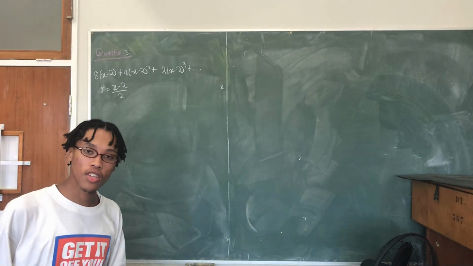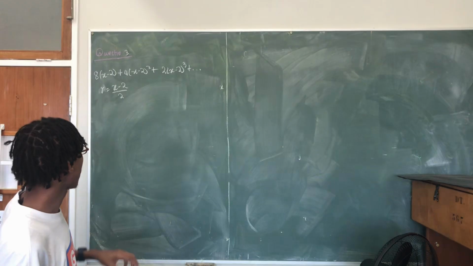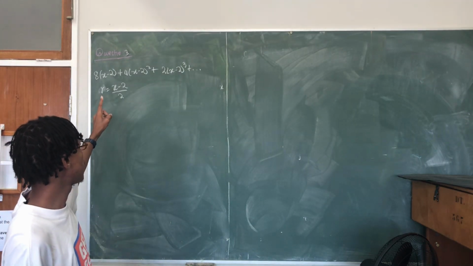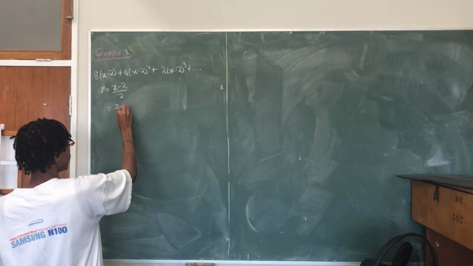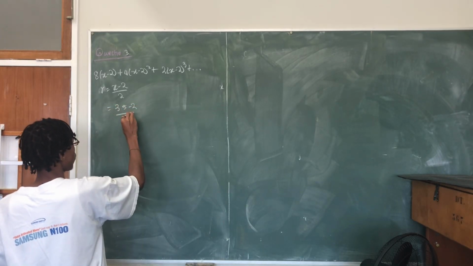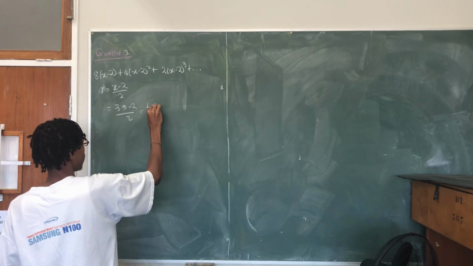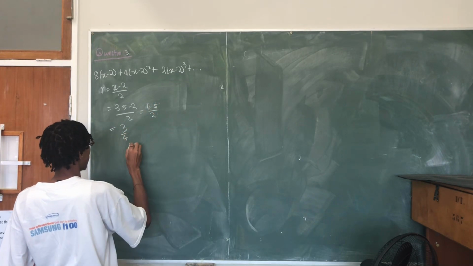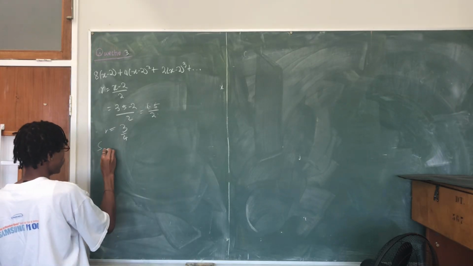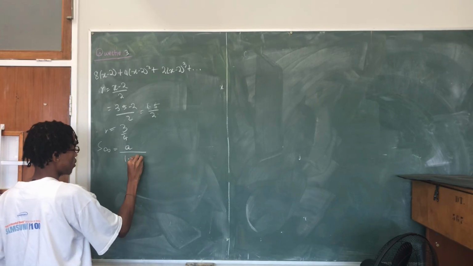The question that follows is asking, if the value of x is 3.5, calculate the sum to infinity. We already know that our r is x minus 2 over 2. We can substitute our 3.5 here. 3.5 minus 2 over 2, that's going to be 1.5 over 2, which is 3/4. This is our ratio. The sum to infinity requires the first term as well as 1 minus r.